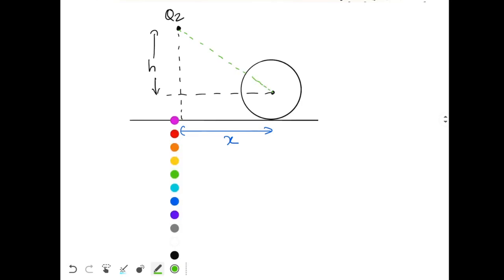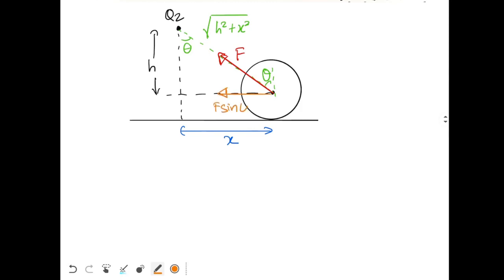Okay, now what is the length of this line? The length of this line will be root of h square plus x square, and let's say this angle is theta. Okay, so force F will be acting in this direction. The two charges have opposite sign. The force F will be attractive in nature. They are attracting each other. Now this is a vertical line. This angle will be theta. So the force F will have a horizontal component F sine theta.